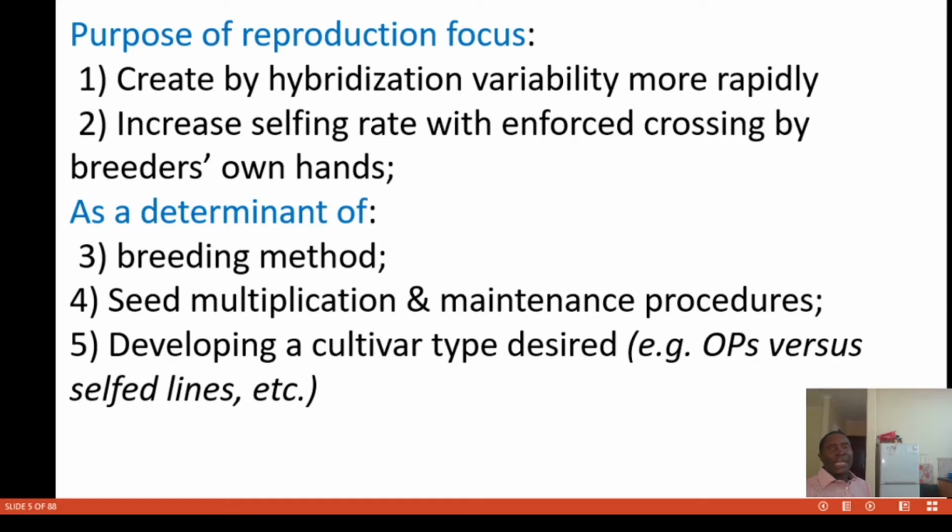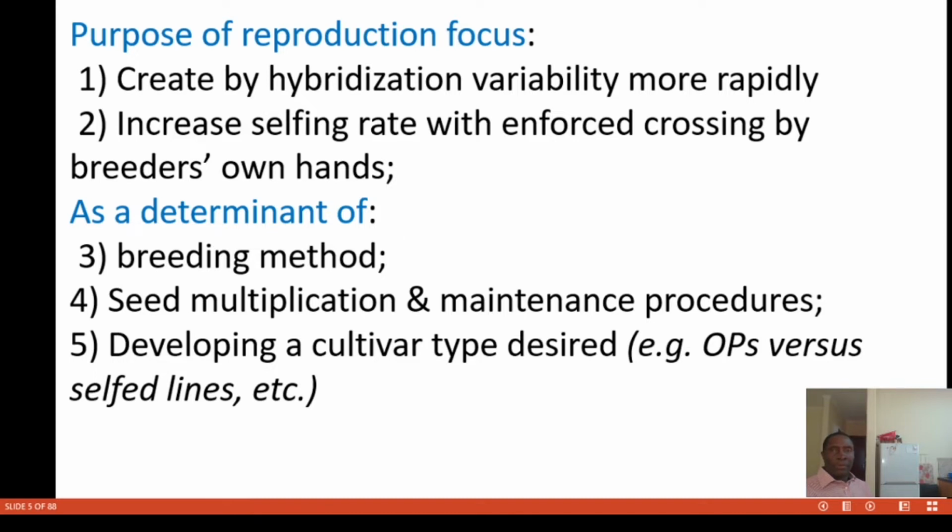Now, reproduction focus is also important as it determines a breeding method. Extremely important because we have various breeding methods. And unless we can understand the flowering, the reproduction, it can be very difficult for us to design a proper breeding method.